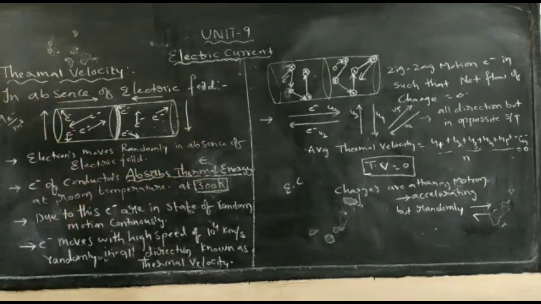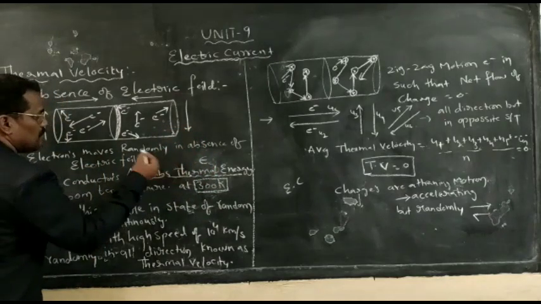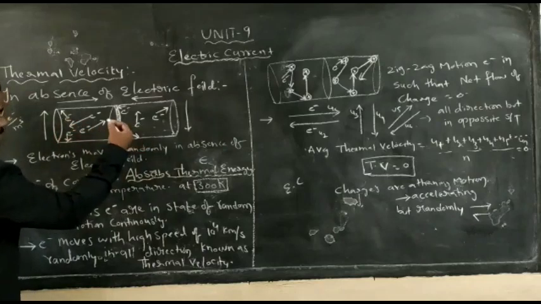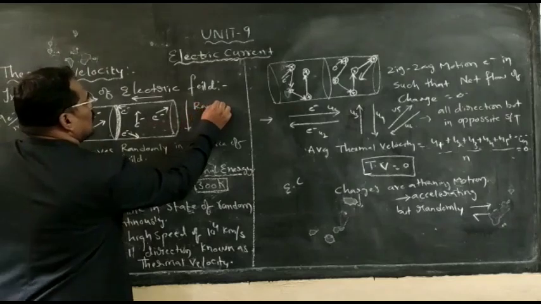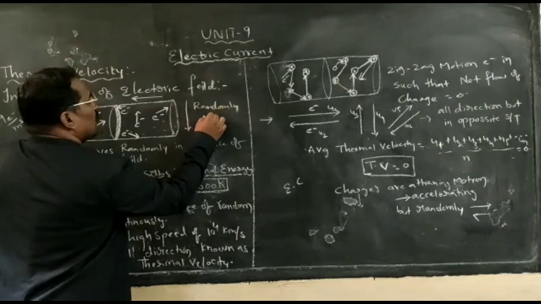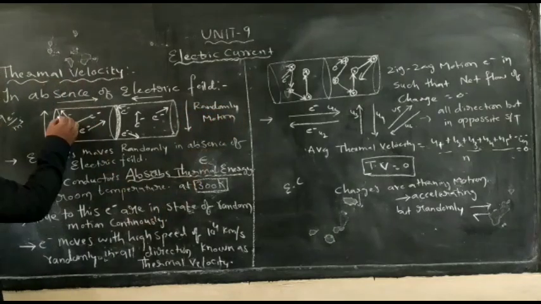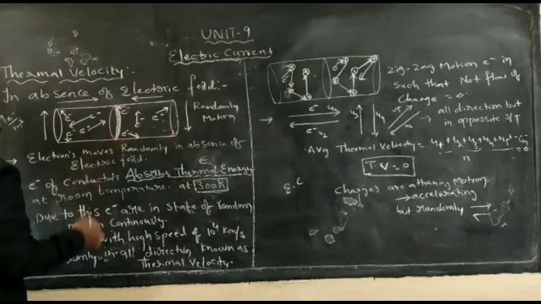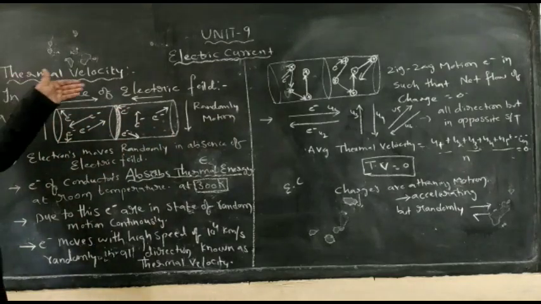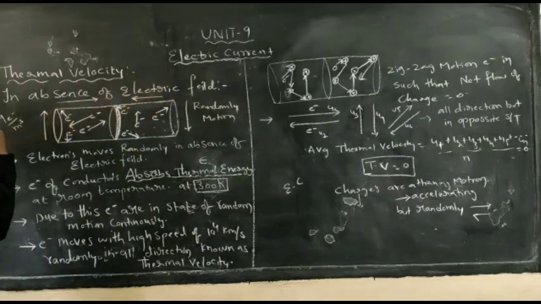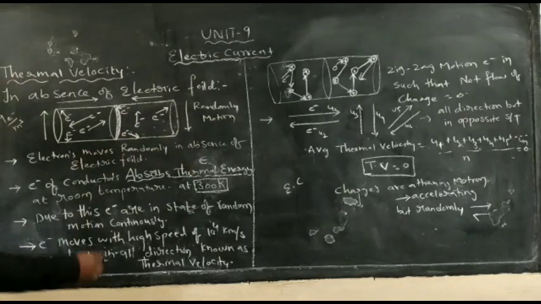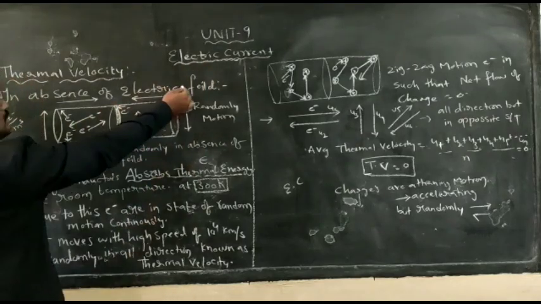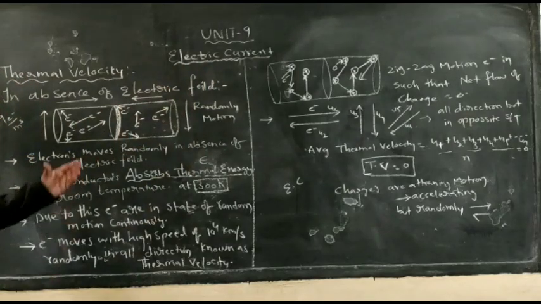As it is absorbing this thermal energy, these electrons attain a motion. That motion is nothing but what? The random motion it is attaining. Electrons are moving in all different directions. Some electrons are moving from left to right, some from right to left, some are moving in an upward direction, some in a downward direction, some in this direction, some in a slightly opposite direction. In that way they are moving.